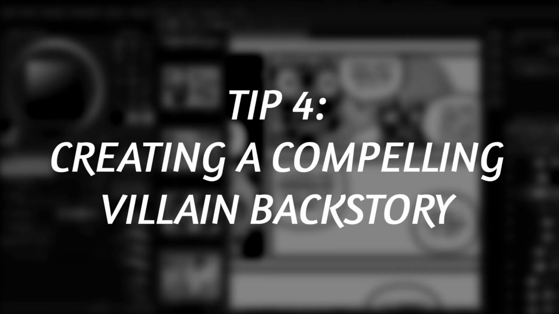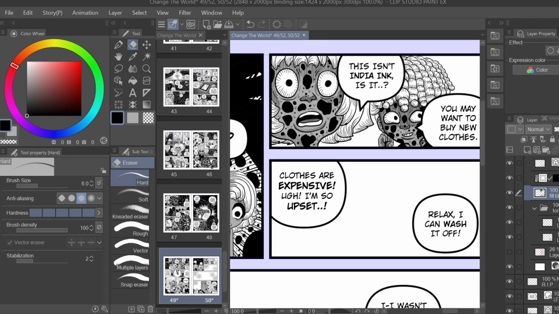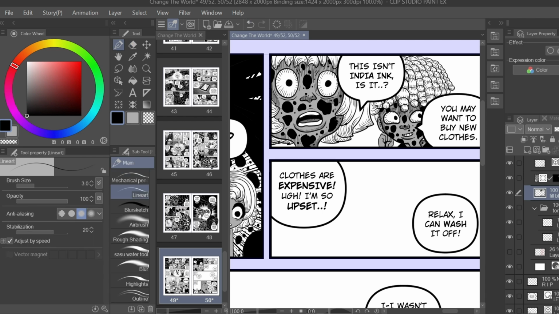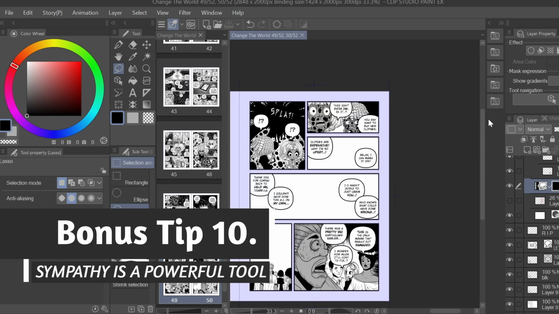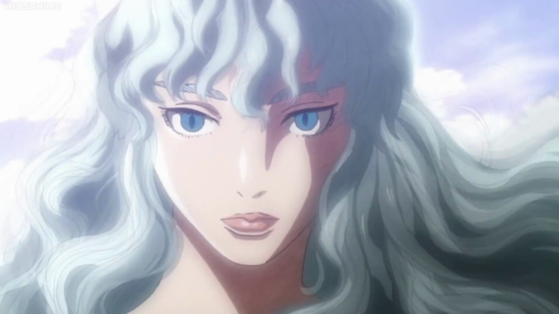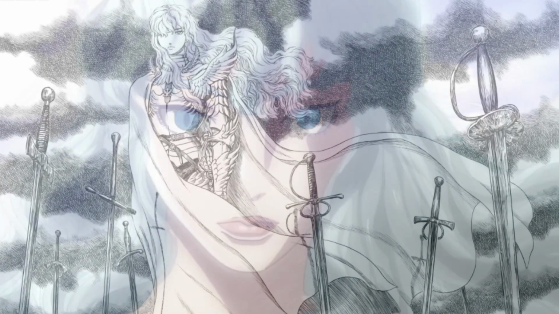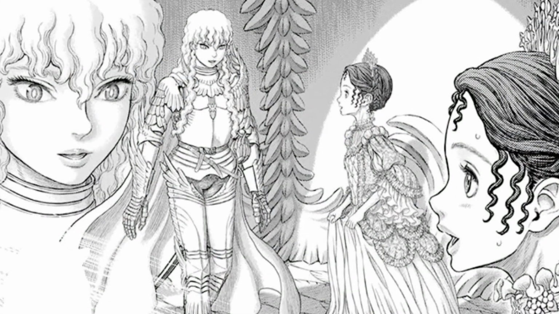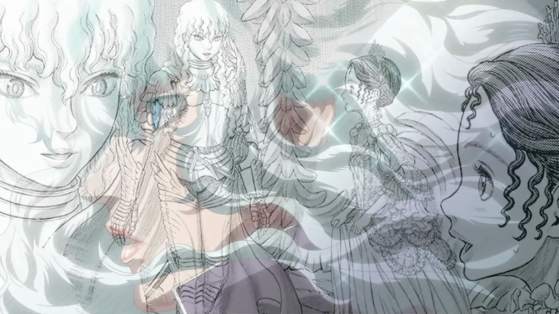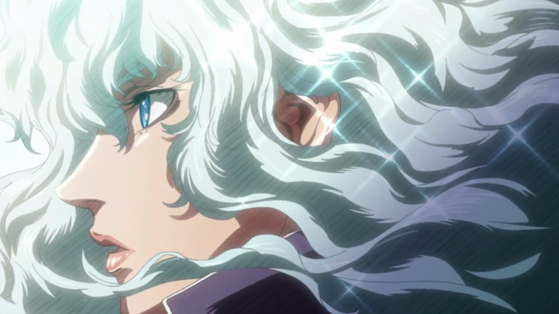Tip number 4, creating a compelling backstory. Any good villain should have an interesting and credible backstory. A memorable backstory allows your reader to identify and even sympathize with the villain. Think of a character like Griffith from Berserk. For the majority of the series, he is one of the main protagonists that you want to see succeed and fulfill his dream of becoming a king. That is, until his eventual turn to the dark side.